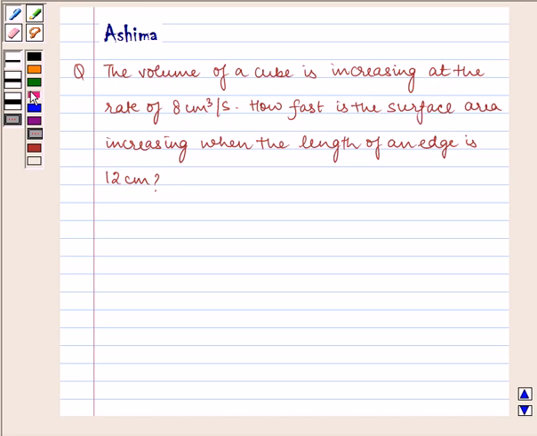Let us understand the following question, which says the volume of a cube is increasing at the rate of 8 cm cube per second. How fast is the surface area increasing when the length of an edge is 12 cm? Now let us proceed on to the solution. Let x be the length of the cube.